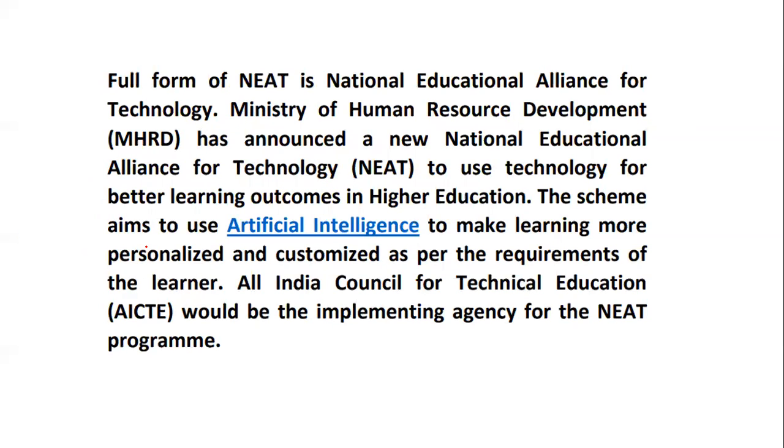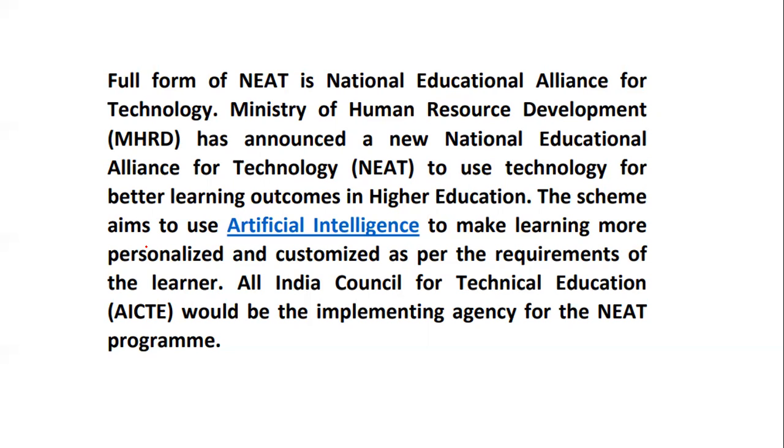The National Educational Alliance for Technology, brought up by the Ministry of Human Resource Development, has announced a new National Alliance for Technology to use technology in order to have better learning outcomes in higher education. So basically this was for learning outcomes in higher education. The scheme aims at what? So this scheme is basically to use artificial intelligence to make learning more personalized and customized as per the requirements of learners, so it is more oriented towards the learners.